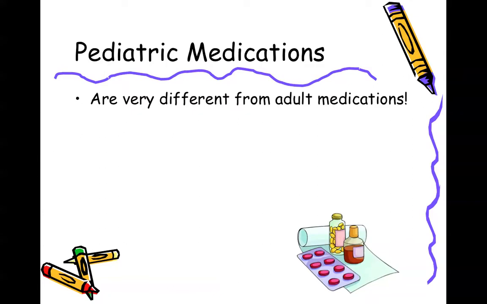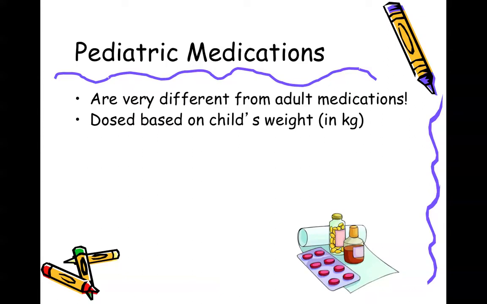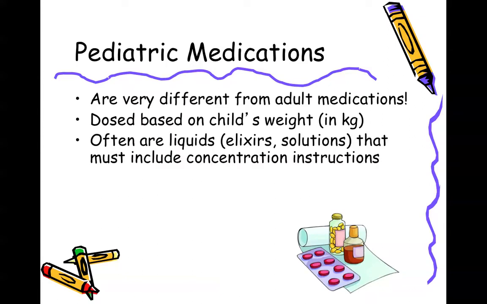So, a few things about the medications themselves. The medications are different not only because they're dosed on the child's weight, which needs to be in kilograms, but often because these medications are liquids. These come in the form of elixirs or solutions that must include concentration instructions. We'll talk about that in a little bit, but that's one major difference.